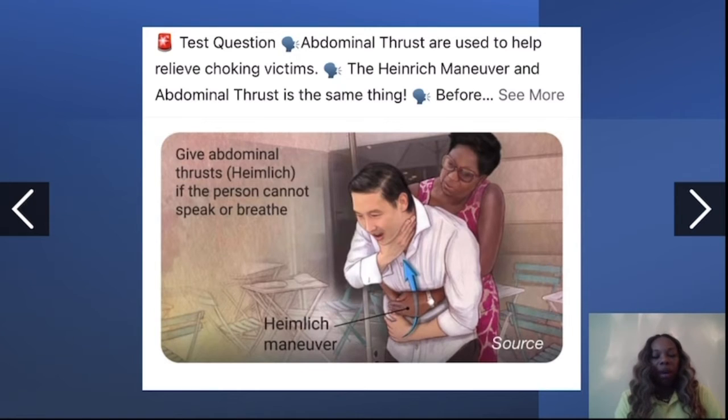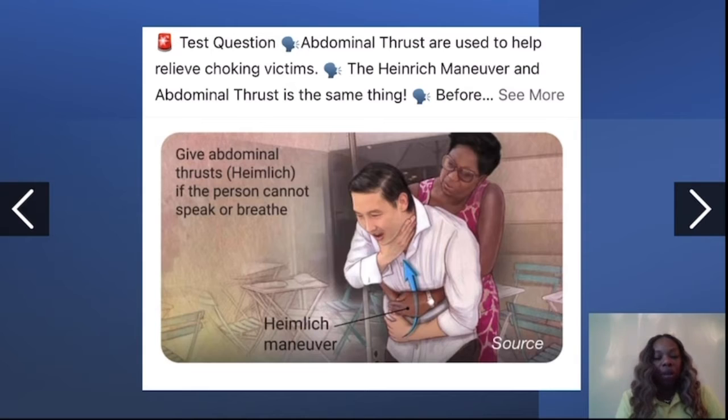Now we're going to talk about choking. If a person is choking, the universal sign for choking is clutching the neck. The first thing you want to do as a CNA, if you see someone clutching their neck and they are not breathing and they're not speaking, you want to ask them, are you choking? And then once that person validates by nodding their head yes that they are choking, then you want to perform abdominal thrusts, or what we used to call the Heimlich maneuver.